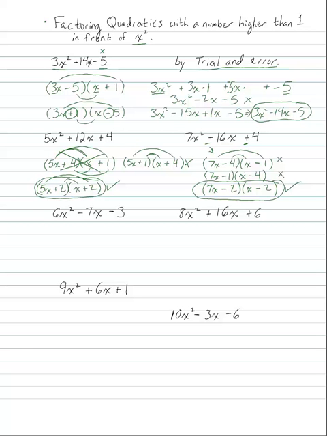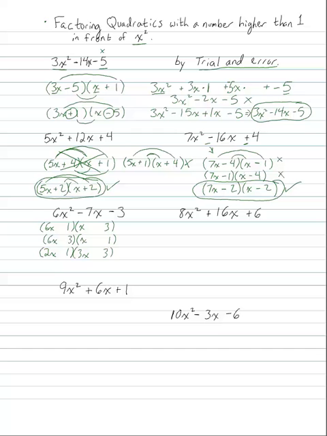Okay, let's try another one. Say we have 6x squared minus 7x minus 3. Again, I'm going to try to break it down into some trials. This time I got some options, 6x and 1x to multiply to give me the 6x squared. But besides that, I also have 2x and 3x. Those multiply to give me 6x squared. Okay, with minus 3, I only have one option. I have a 1 and a 3. I'm going to want to switch them, so 6x and 3, x and 1.